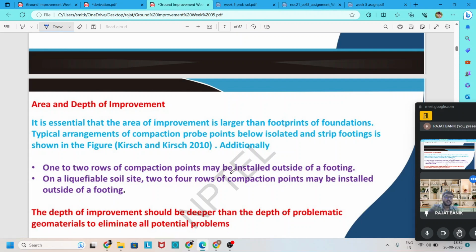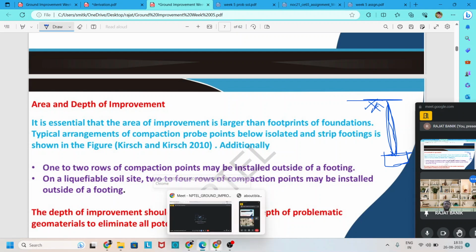We also know that for safety purposes, if our ground is like that and we need to improve it from here to here, that means up to that much problematic soil is present. We need to improve our ground through vibro compaction. For safety purposes, we should improve our ground to a depth slightly greater than the problematic soil to reduce the risk. So this is done in this field.